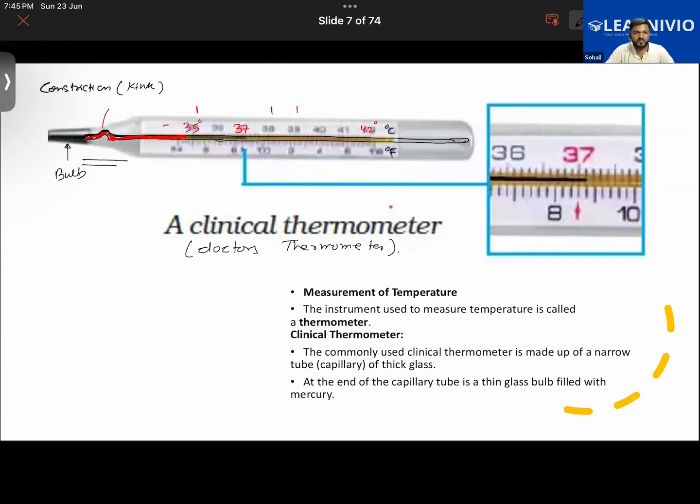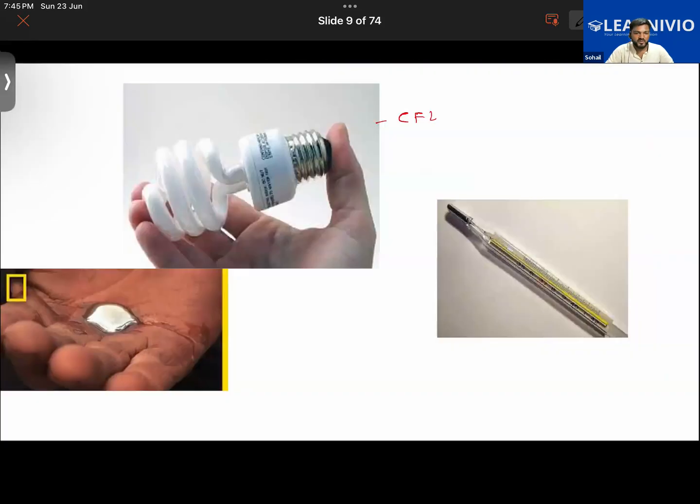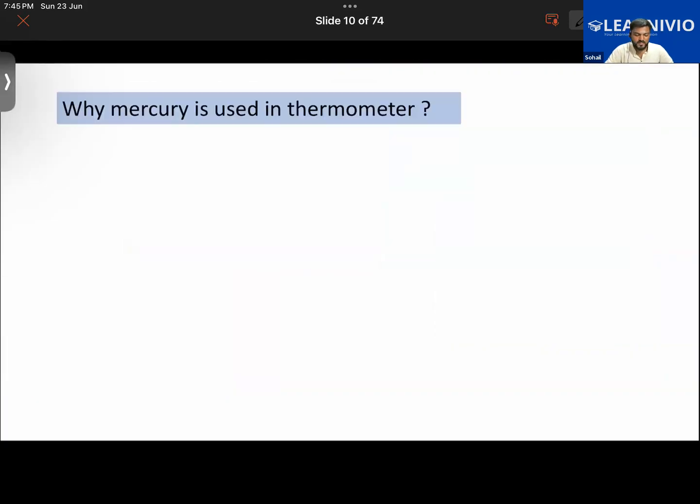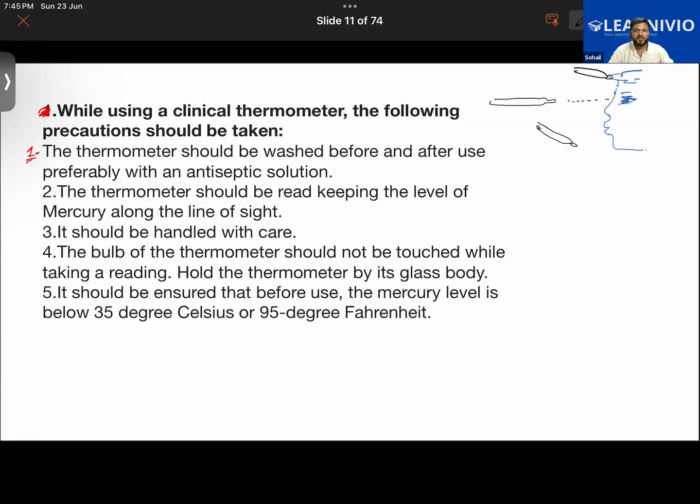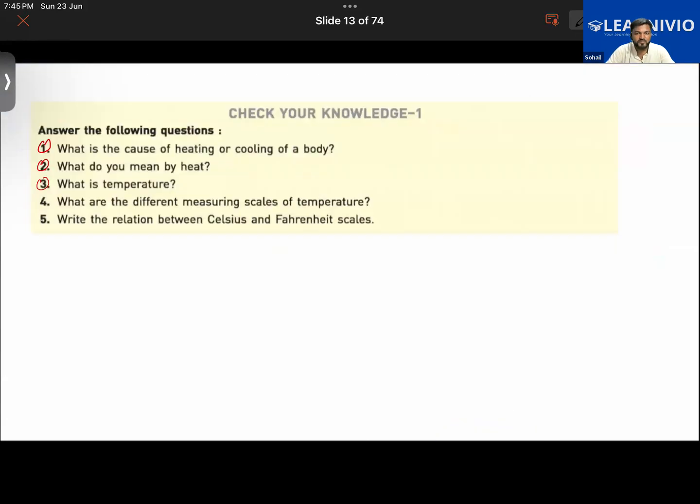Like there's a clinical thermometer in which mercury is used. But mercury is a really dangerous thing, I've heard. Yeah, it's a toxic metal. So nowadays, it will never harm your hand if you touch it.